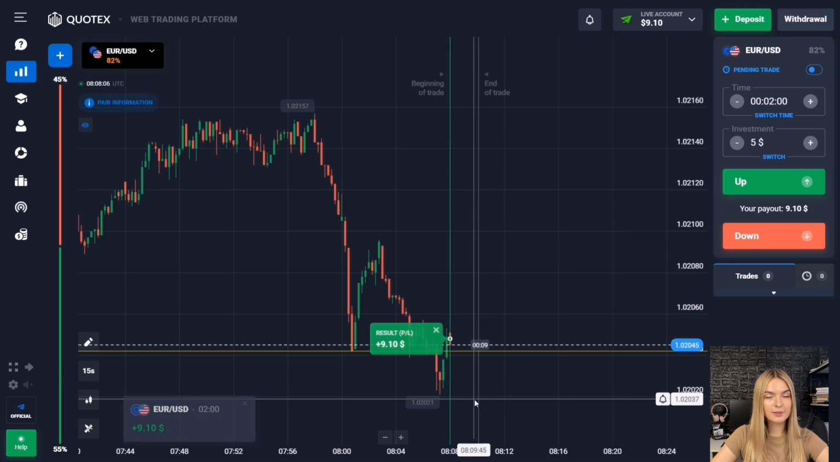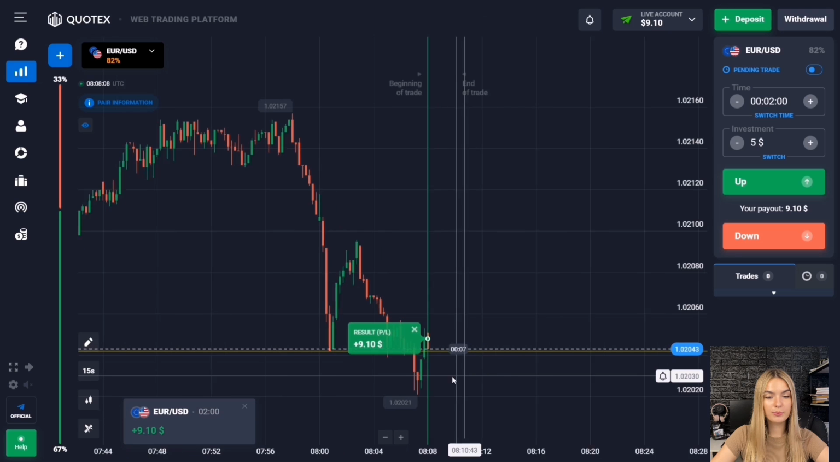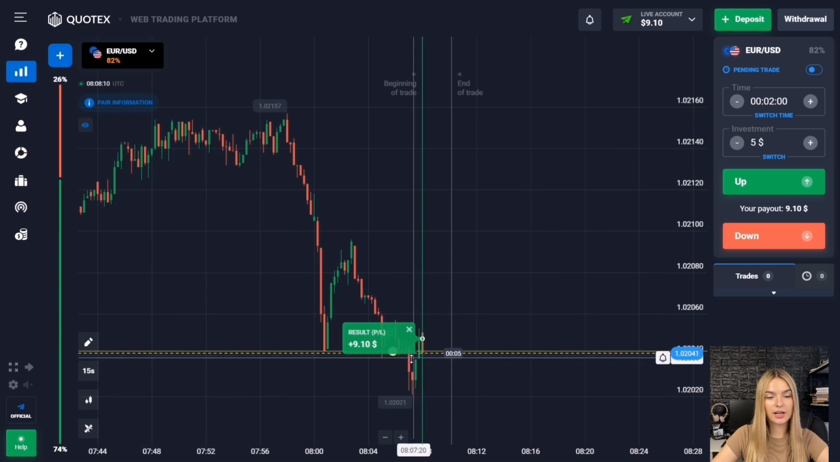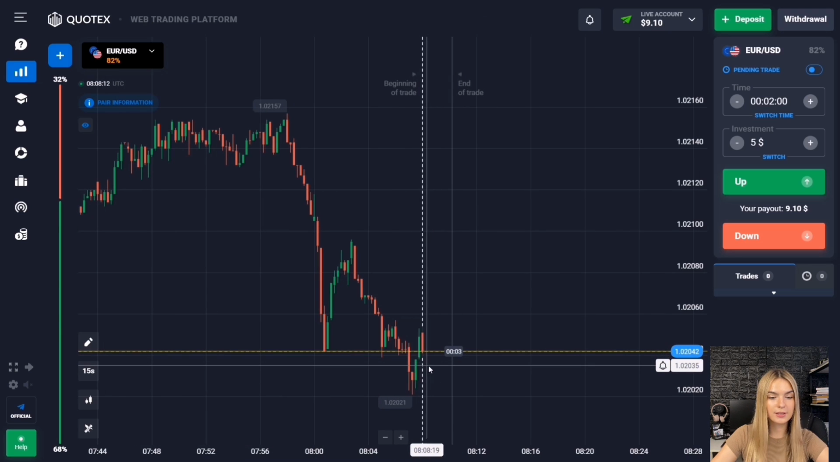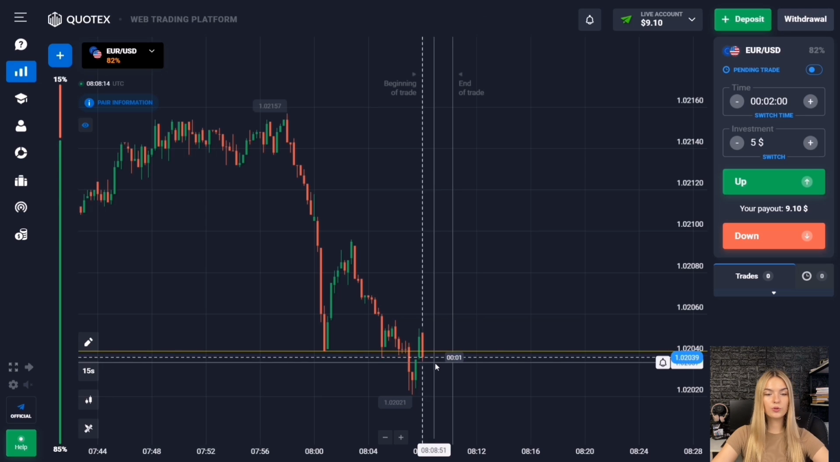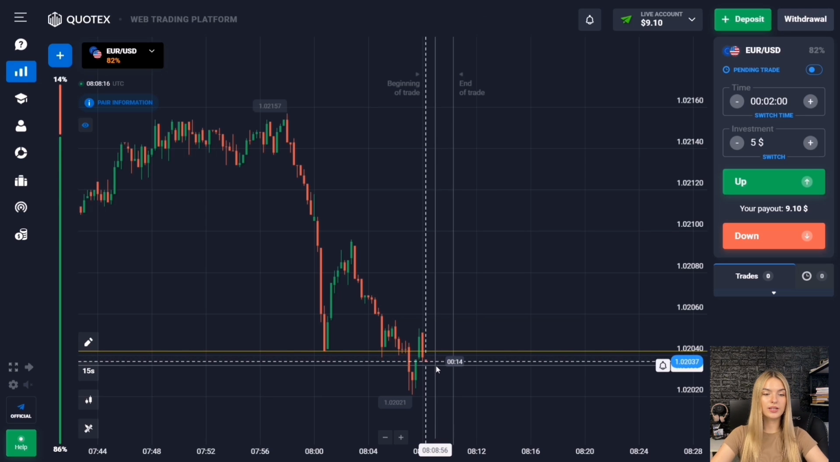Okay guys, it's not bad. As you can see, the price really broke through this level. Also after the breakout there was a logical pullback up, but we still make a profit. This situation has worked out quite well, but I suggest we continue.